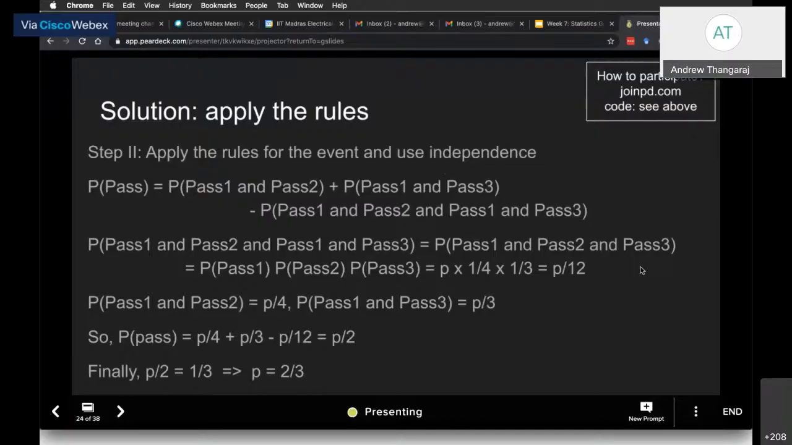It's not zero. It's the product of the three probabilities. They're given as P into 1 by 4 into 1 by 3. That's P by 12. Similarly, pass 1 and pass 2 is P by 4, pass 1 and pass 3 is P by 3. So probability of pass is P by 4 plus P by 3 minus P by 12. That's P by 2, and that has to be equal to 1 by 3. P has to be 2 by 3.